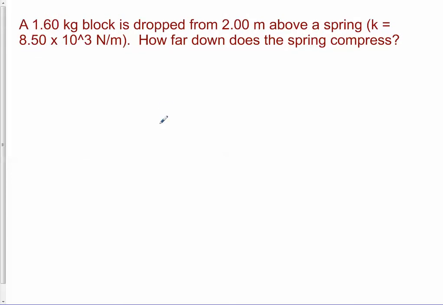Here's another problem. We have another block, 1.60 kilograms, and we're going to drop it from 2 meters above a spring. So in other words, the spring is vertical, and maybe it's got a little platform or something, and the block is up here. So we're going to drop the block downward, and it's going to land on the spring, and then the spring is going to compress, right? Because the object's going to land on it. And the question is, how far down does the spring compress?